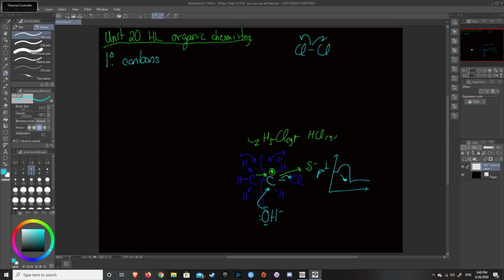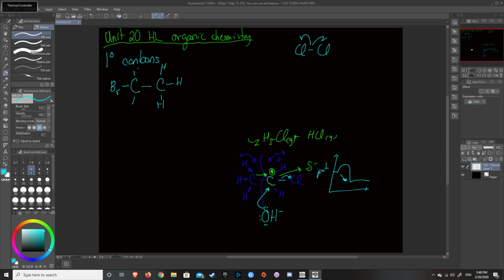So mainly with primary carbons, which means that the carbon is bonded to another carbon, and this carbon is not bonded to any other carbon atoms. So it is bonded to a carbon. We'll just say we've got a bromoalkane right here, and this carbon, our key carbon, is bonded to a carbon that's only bonded to hydrogens. Okay? So that's what our primary carbons are. It's only bonded to one carbon.